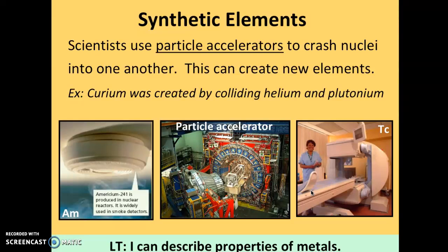The last section is synthetic elements. Synthetic elements are created in particle accelerators. And in that particle accelerator, the nuclei of two different elements are crashed into one another. And this creates new elements. So for instance, curium is created by colliding helium and plutonium. And so this is the big particle accelerator. You would think that it was smaller, right? Because we're crashing nuclei, which are really, really tiny. We can't even see them with the naked eye, right? Well, no, we need a huge machine to do that.